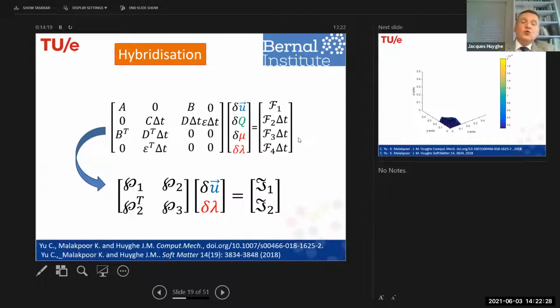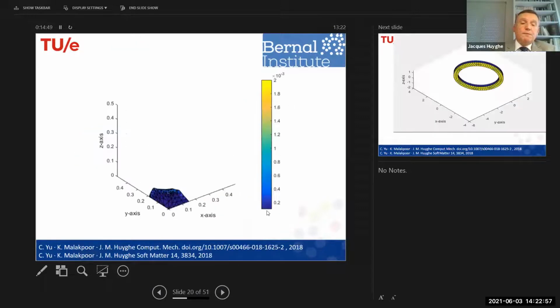Now, what we can do is, on an element-to-element basis, we can eliminate the Q and the mu, so that we are left only with the displacement and the Lagrange multipliers, so that the size of the system of equations is comparable to the classical UP formulation, which all people in poromechanics know. Only in this set of equations, automatically, we fulfill local mass balance.